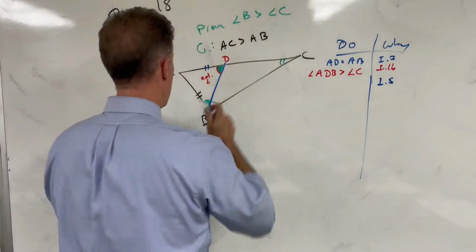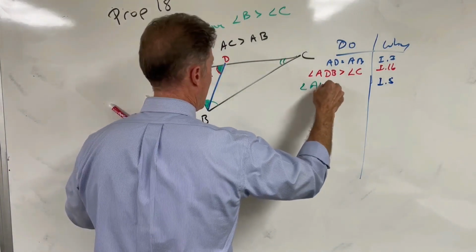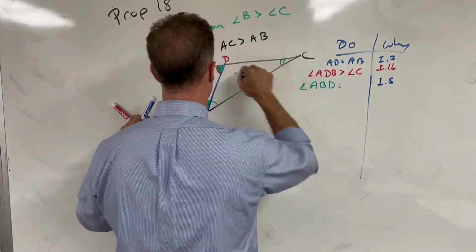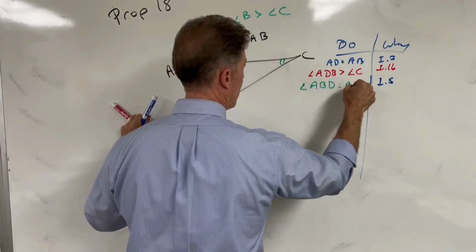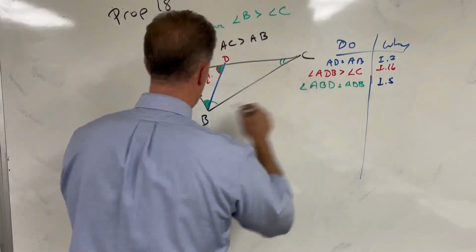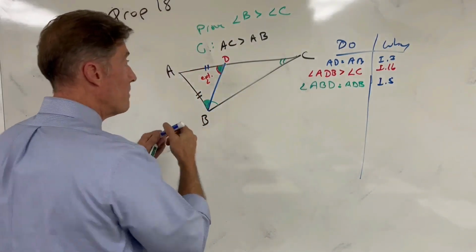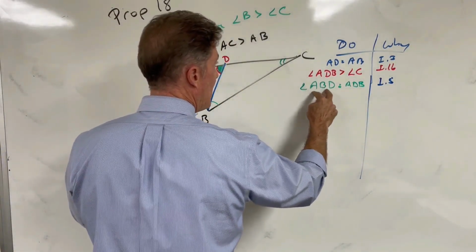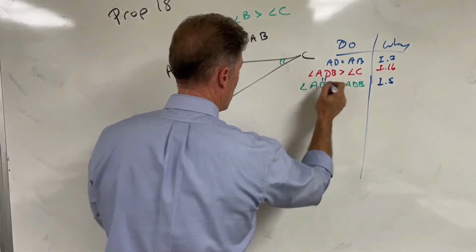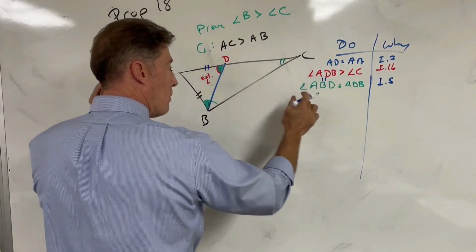All right, so angle ABD is equal to the angle ADB. But now look, if ABD is equal to ADB, that means these are equal to each other, right? And I've color blocked them that way.